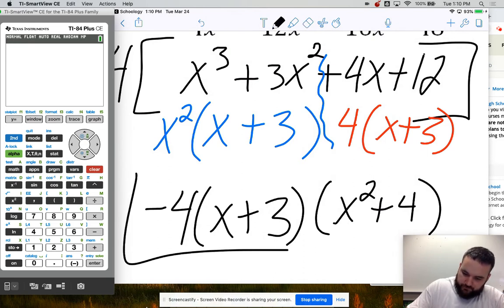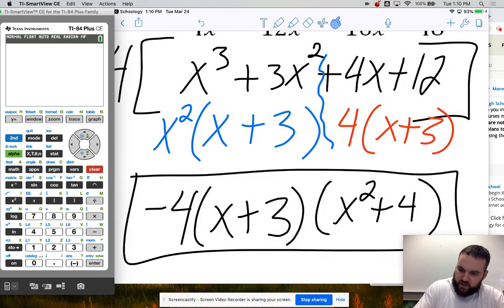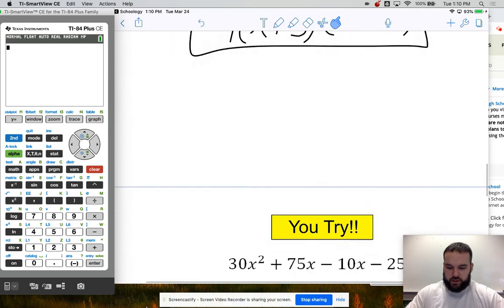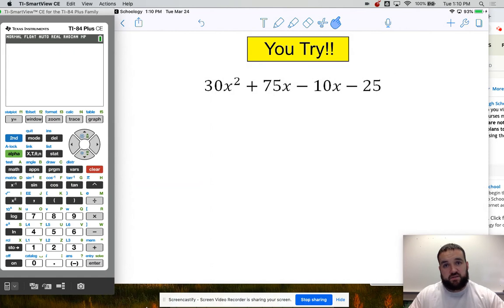And we're done. Okay, so that's our whole factored version. So really it's just about if you can take a number from all 4 before you split it up, go ahead and do that. Pause the video quick, try this problem. There is a GCF, so start there and then we'll wrap this up.